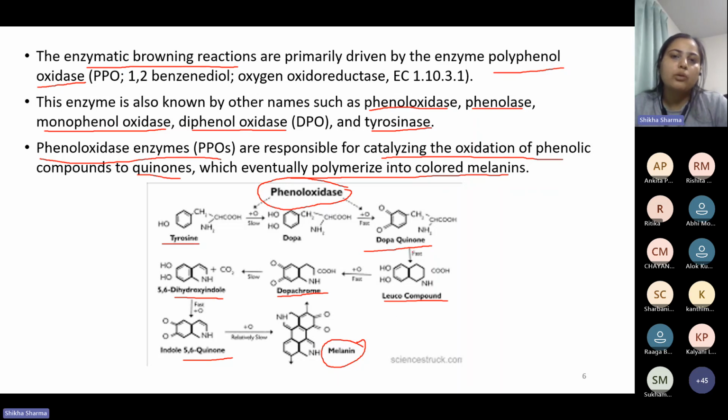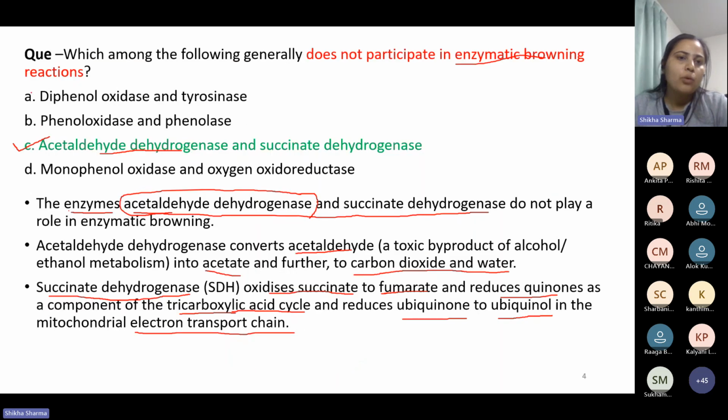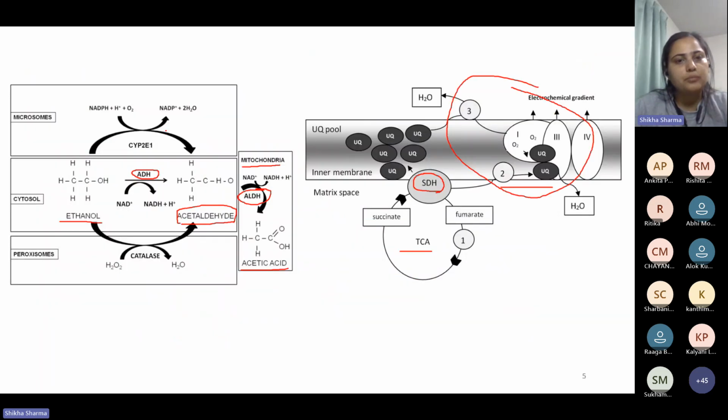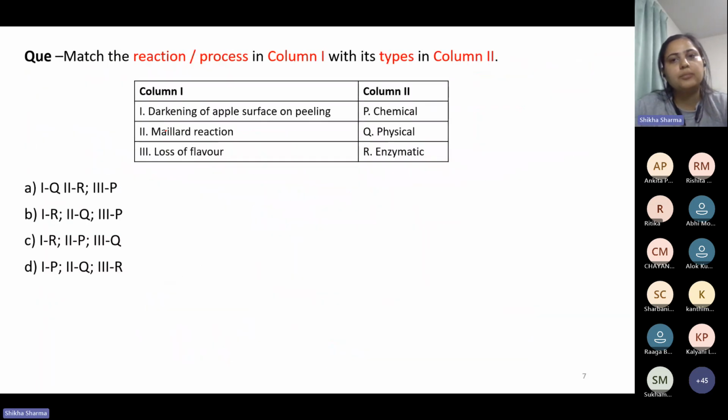And polyphenol oxidase is the main enzyme which does enzymatic browning. So all these other options cannot be correct, right? Is it clear? Yes, ma'am. Okay, thank you.